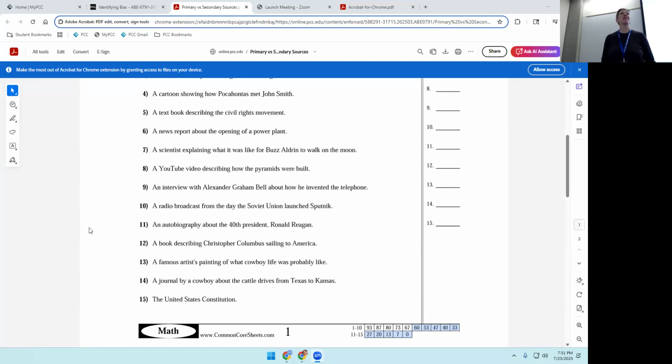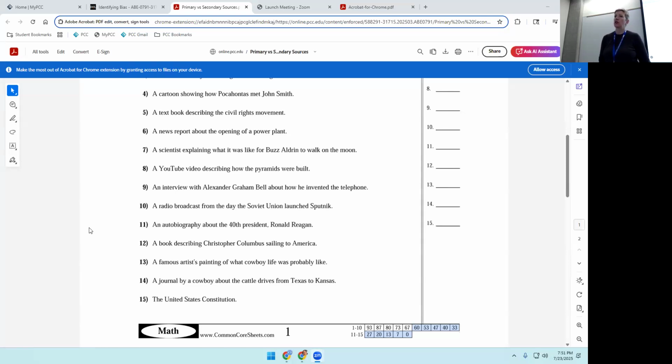Number 11, an autobiography by the 40th President Ronald Reagan. This is a trick. What does autobiography mean? That's right. Autobiography is the one that is written by yourself. So biographies can be written by anybody. Autobiography, you're writing about your own life. So that would be considered primary.